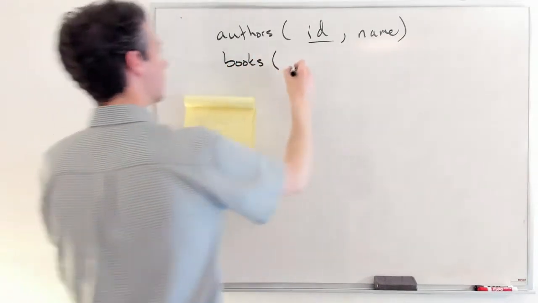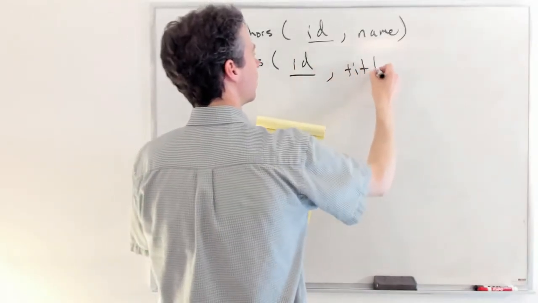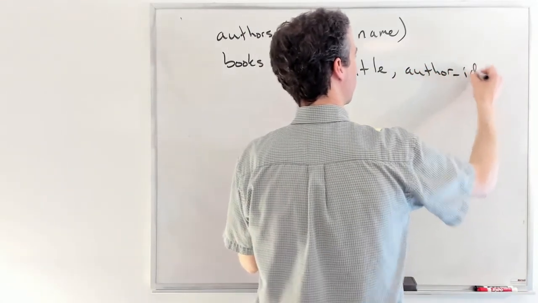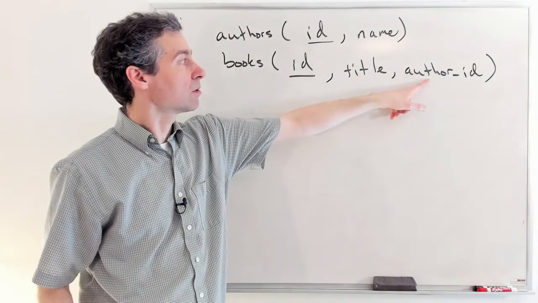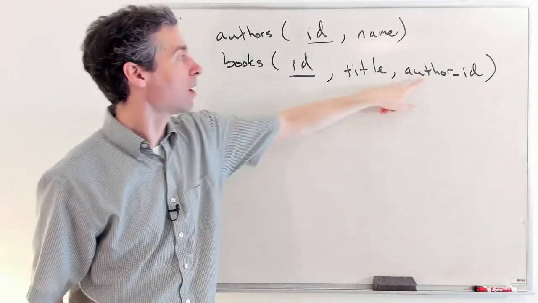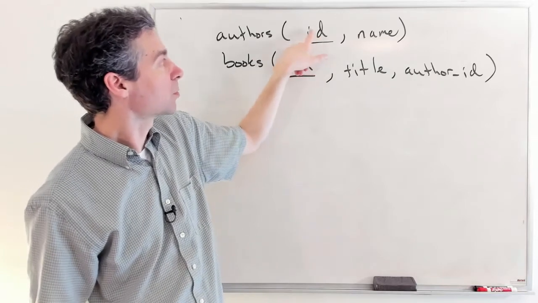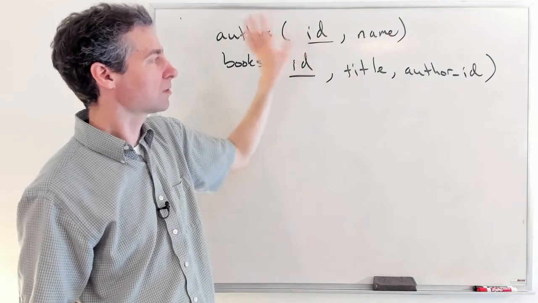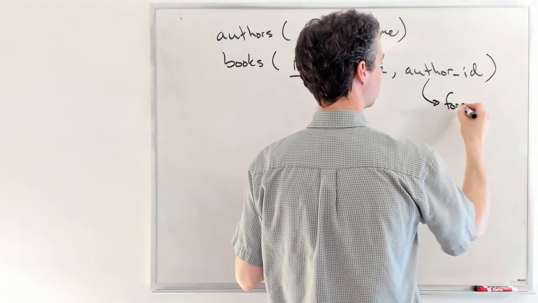Books will have an ID. It'll be our primary key. We'll have a title. And in it here, we'll store an author ID. Now, the author ID is going to be set to one of the IDs for one of the authors. So this is the author of this book, and we'll refer back to it because we'll be using a matching ID in here. So either way, this is what we call a foreign key.